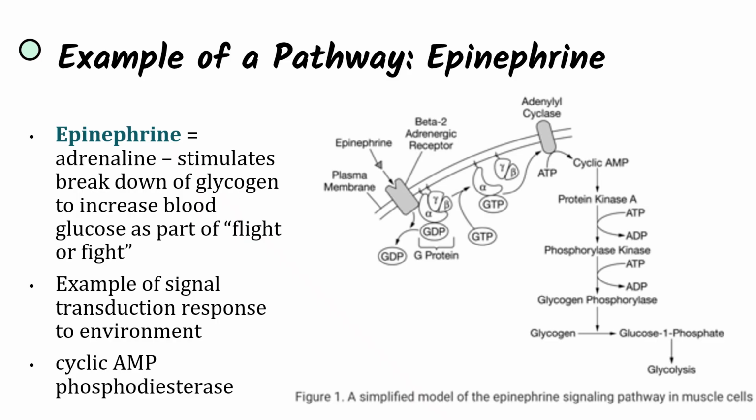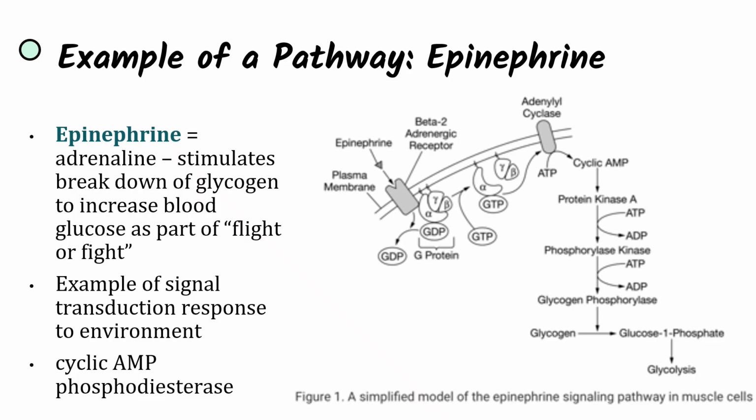So we're looking at the epinephrine pathway, otherwise known as adrenaline. So epinephrine is a hormone that stimulates the breakdown of glycogen into glucose, and glycogen is the stored form of glucose, to increase blood glucose, blood sugar, as part of your fight or flight response. And so it's an example of a signal transduction response to the environment. This pathway is being activated because you're sensing that you're in danger, that you need to either fight or flee.